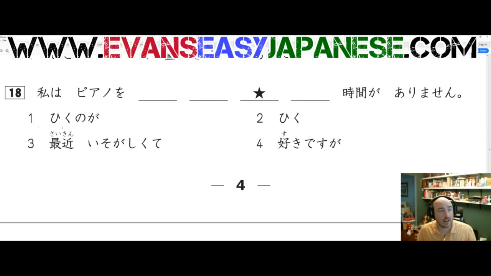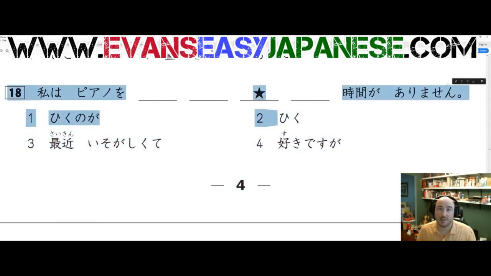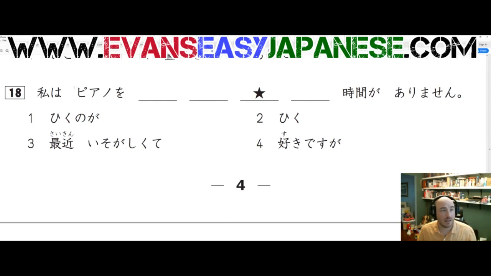Hopefully we can see how that works. So watashi wa piano o, playing the piano o ga suki desu, I like it, ga, but saikin isogashikute, I've been busy lately, hiku jikan ga arimasen. I don't have time to play it. Watashi wa piano o hiku no ga suki desu ga, saikin isogashikute hiku jikan ga arimasen.